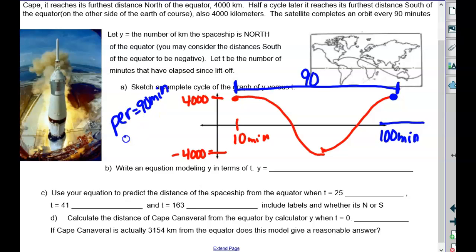And if you do 2 pi over 90, it reduces, but I'm okay if you even left it 2 pi over 90. I don't care, okay? It does go pi over 45. All right, what can you tell me?